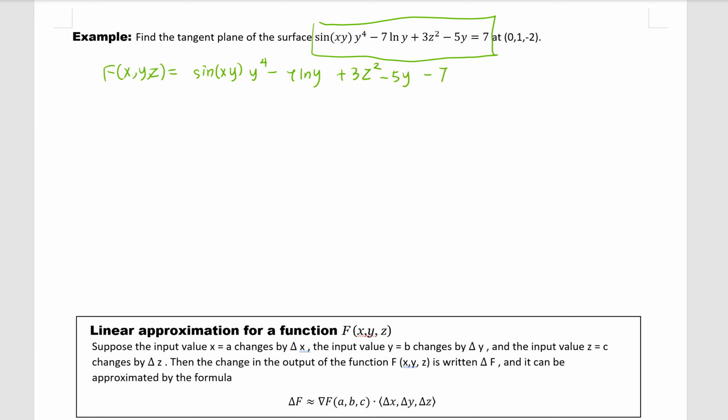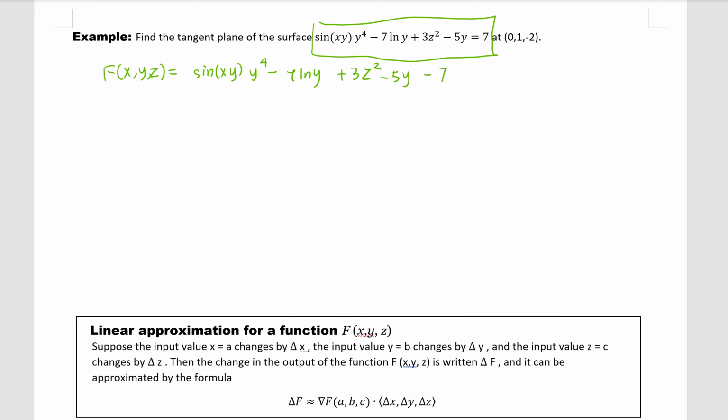Okay, now calculate partial f partial x. So x is the variable, y and z are constant. The derivative of sine is cosine of xy. Then chain rule, (xy) prime: the derivative of x is 1, so the constant multiple y stays there. And there is y to the 4, right? And then all the rest has no x in it, so the derivative is 0. So let's combine them. We have cosine of xy times y to the 5th.